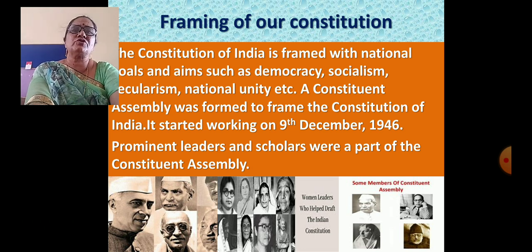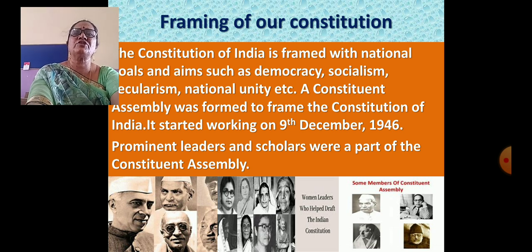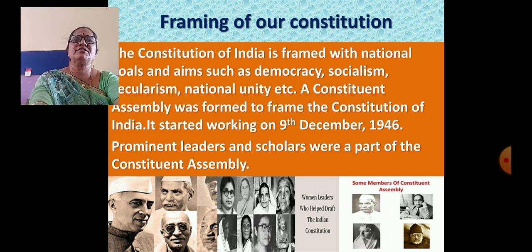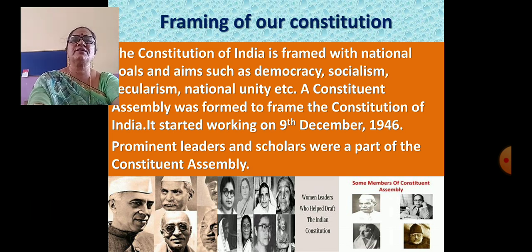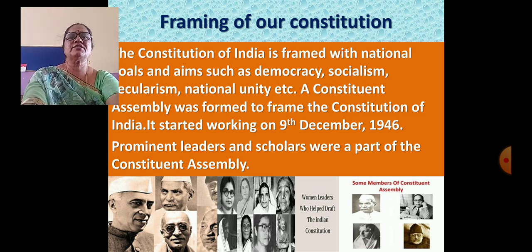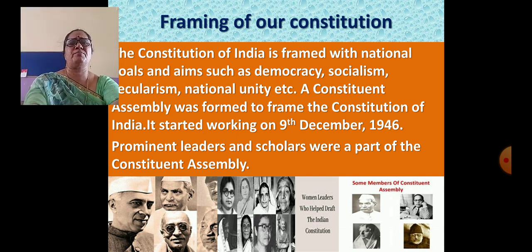Now how this constitution was framed? Now the constitution of India is framed with national goals and aims such as democracy, socialism, secularism, national unity and much more. A constituent assembly was formed to frame the constitution of our country. When did this constituent assembly start working? Yes, it was the 9th day of December in the year 1946, and a number of prominent leaders and scholars throughout the country participated, became a part of the Constituent Assembly.